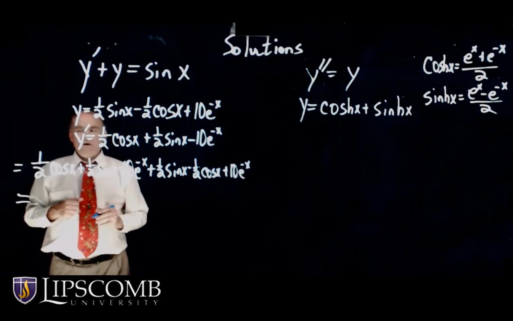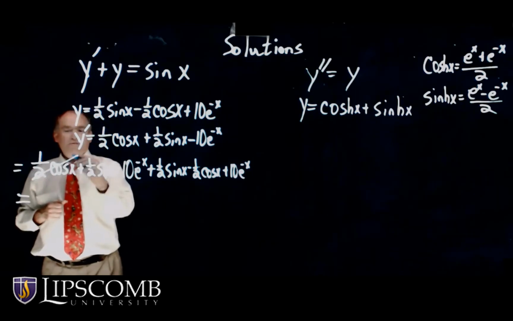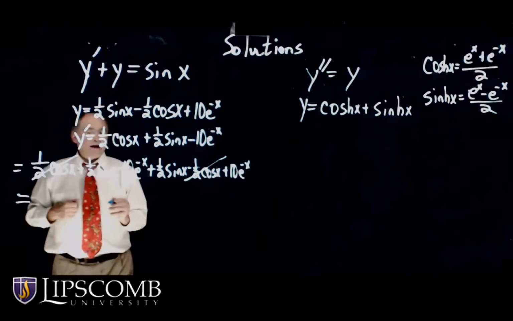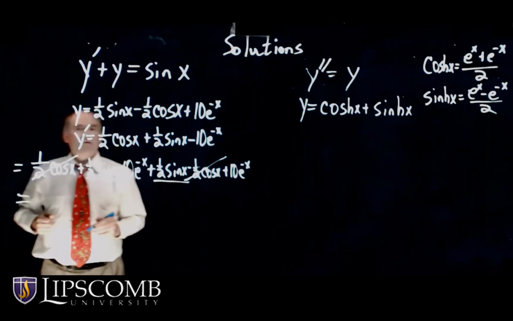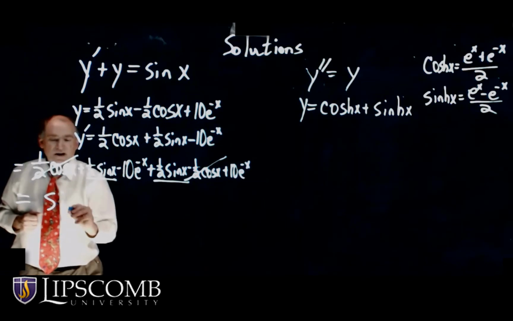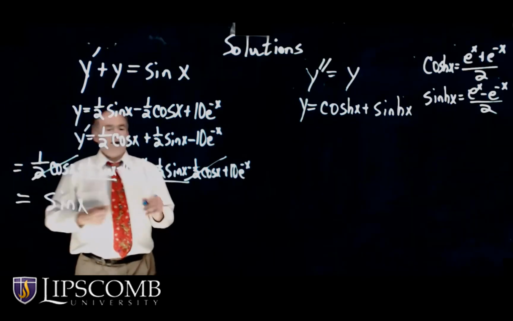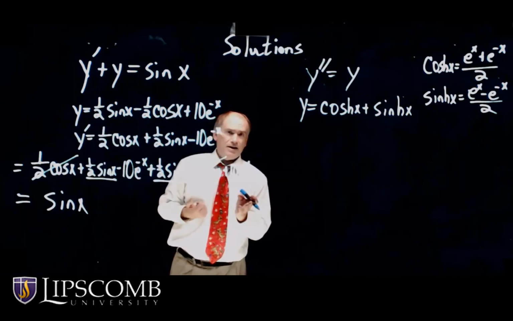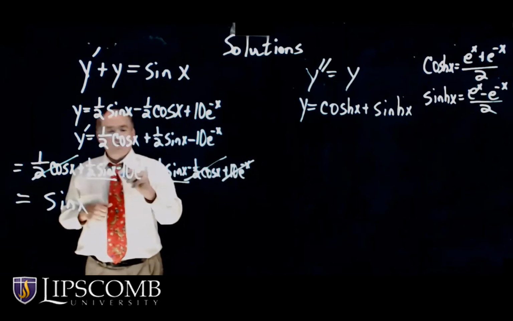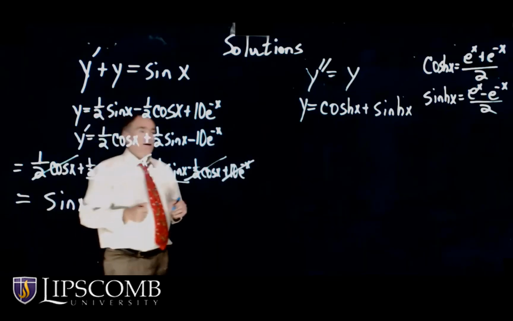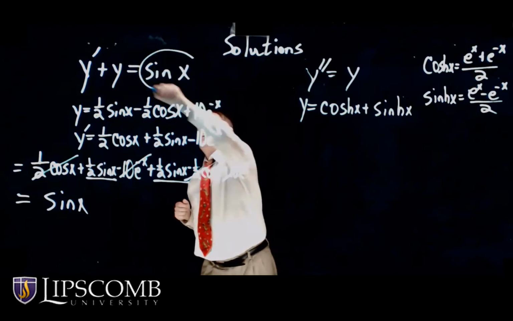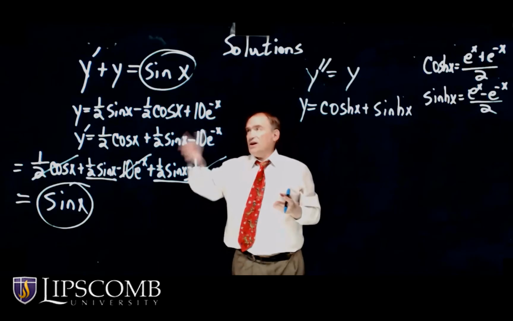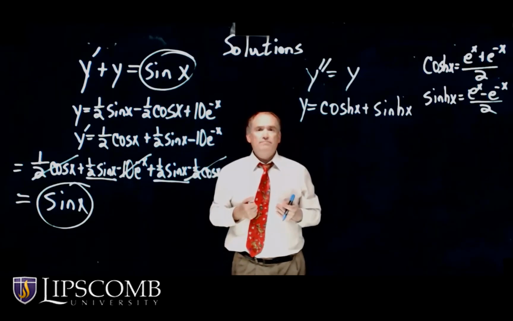Well, what do I notice? I got a 1/2 cosine x and a negative 1/2 cosine of x, so they cancel out. I have a 1/2 sine of x plus a 1/2 sine of x. That's a sine of x. I have a negative 10 e to the negative x plus a positive 10 e to the negative x. Of course, those cancel out. So look what I get. I get sine of x, sine of x. So we have just proven that this is a solution to this differential equation.